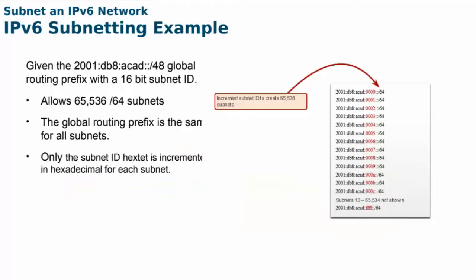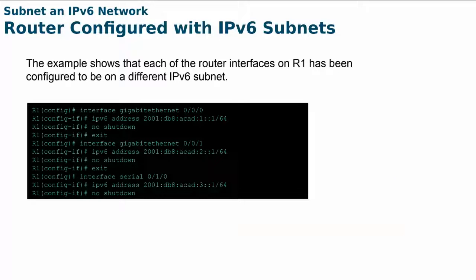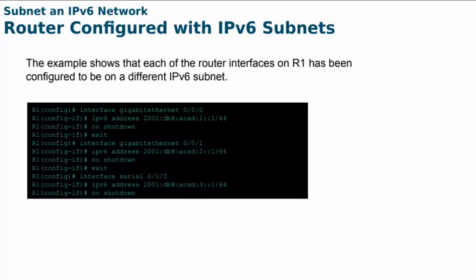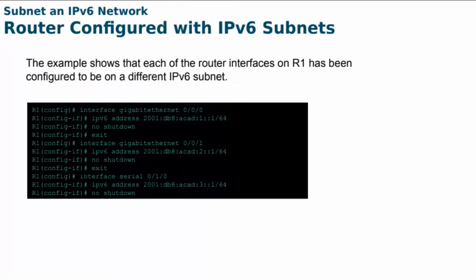Go back here. Here it shows you the configuration on one of the interfaces of the router. You call the interface, you give the IPv6 address, no shutdown, and then you configure the second interface and the third one, and no shutdown.